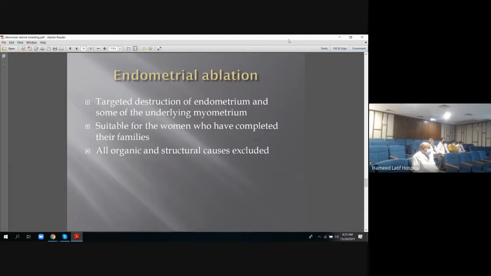Endometrial ablation is the targeted destruction of endometrium and some of the underlying myometrium. It is suitable for the women who have completed their families. All organic and structural causes should be ruled out.